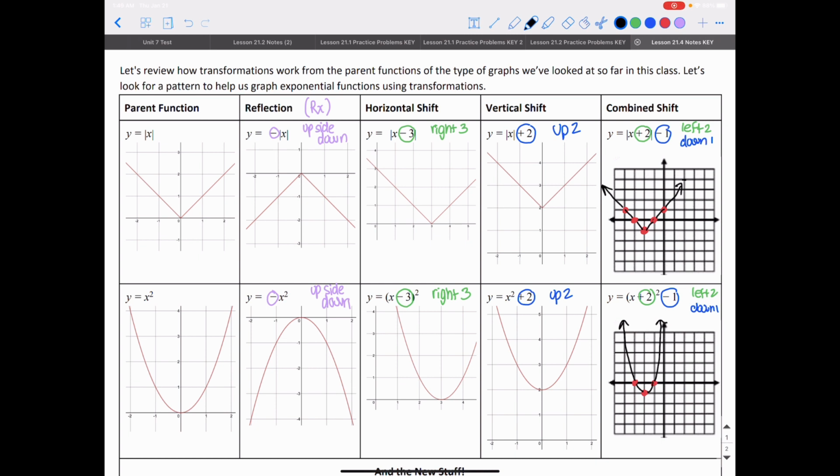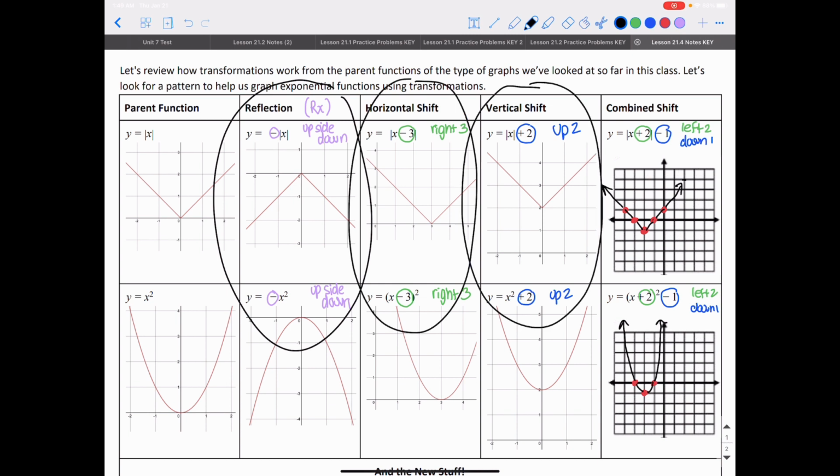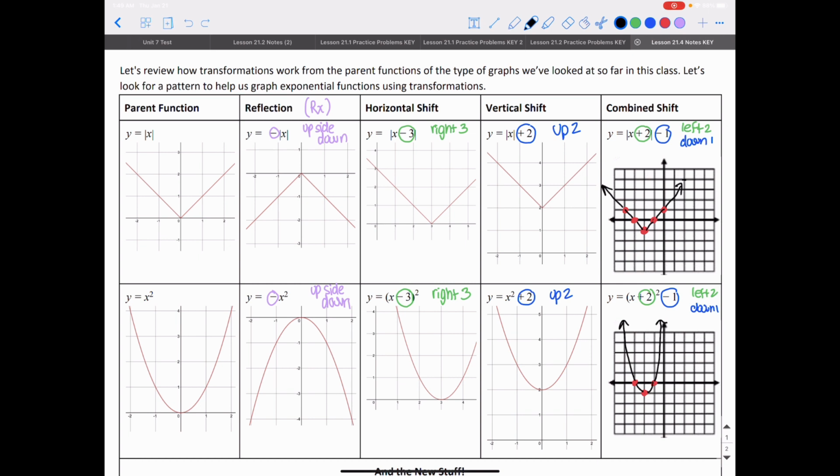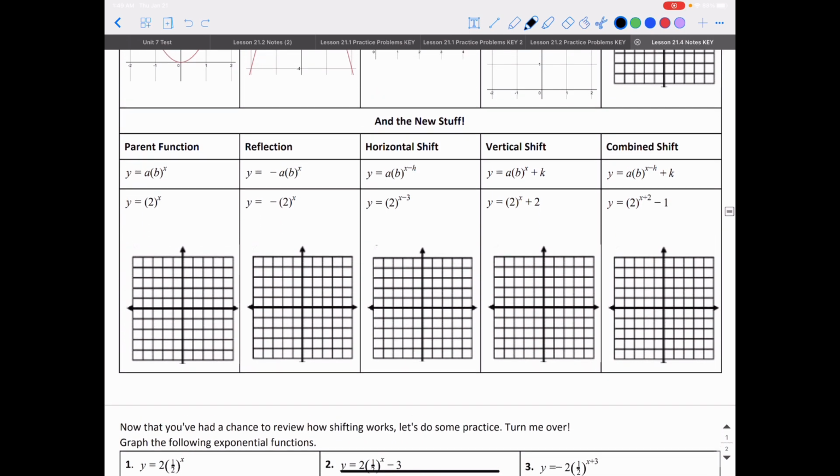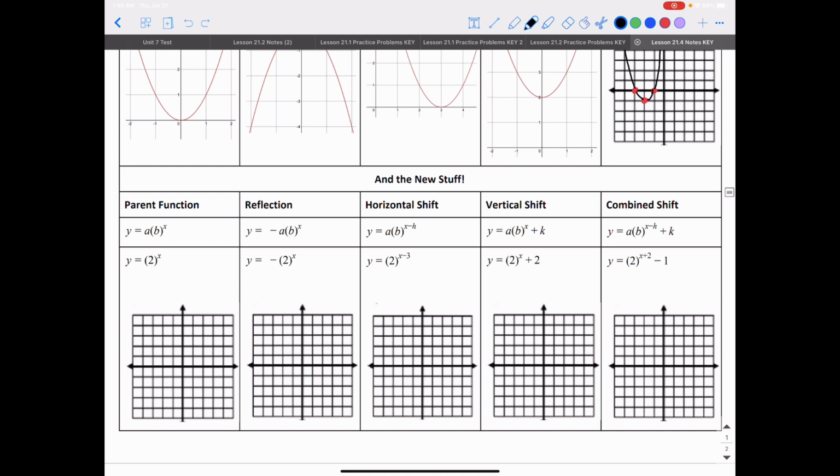What I see is the same thing for reflecting, horizontal shifts and vertical shifts. I see the same thing for both types of functions, for absolute value and quadratics. These shifts or these transformations are going to be the same for every type of function. So they're going to be the same for exponential functions as well. The only difference is that for exponential functions, you won't always have the same parent function. There are different parent functions for every different base.